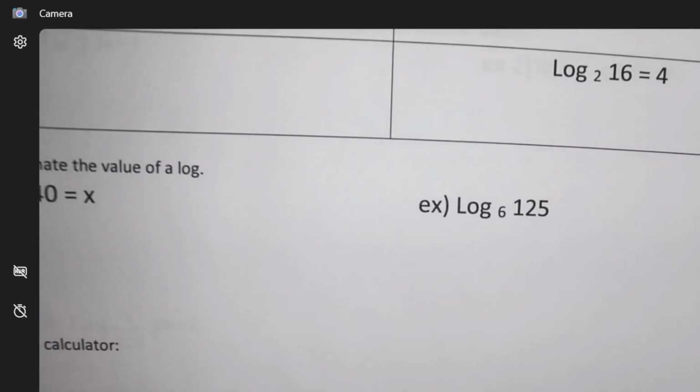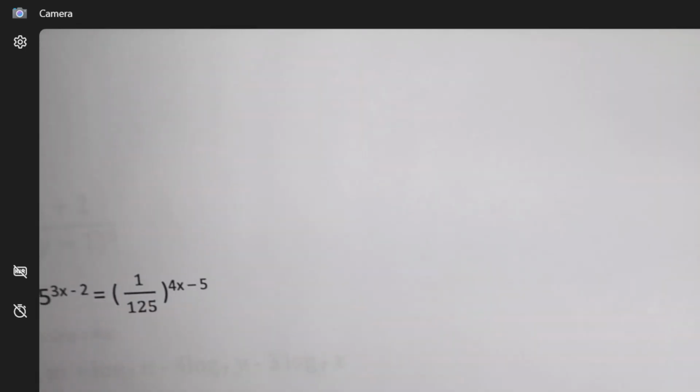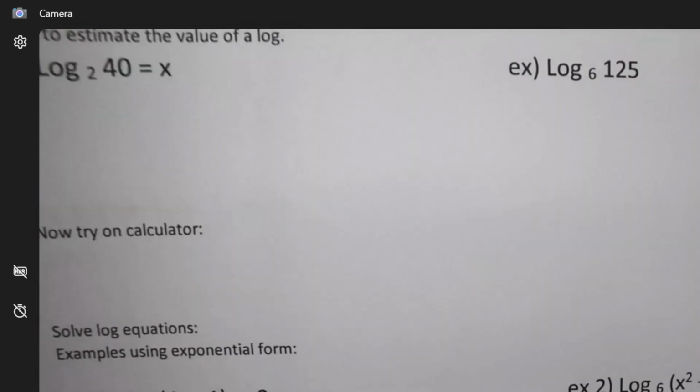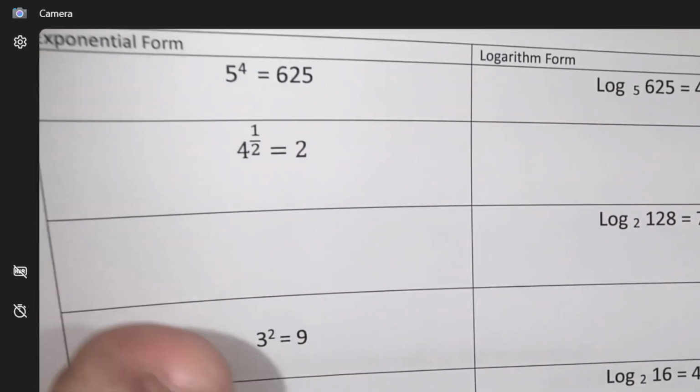Okay, let's do flipping pages until you get to this chart.